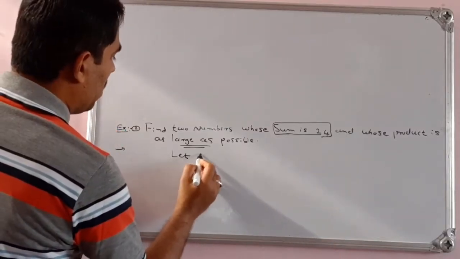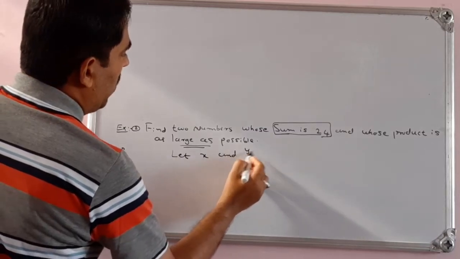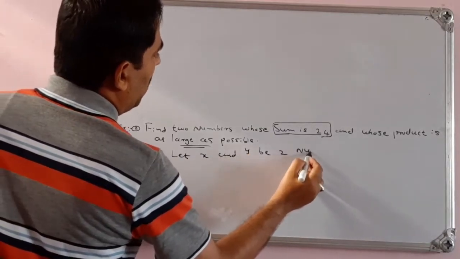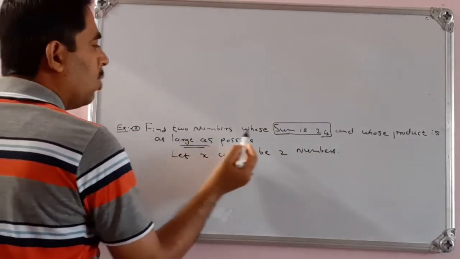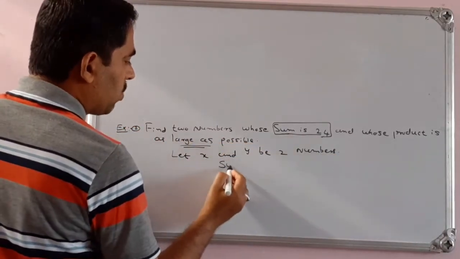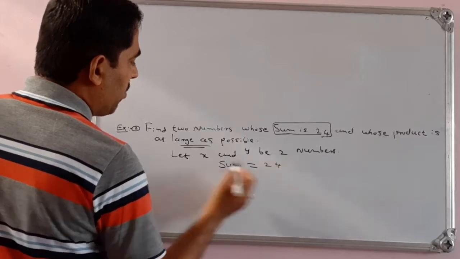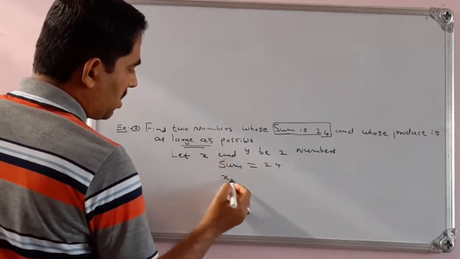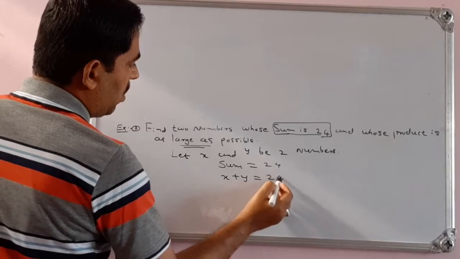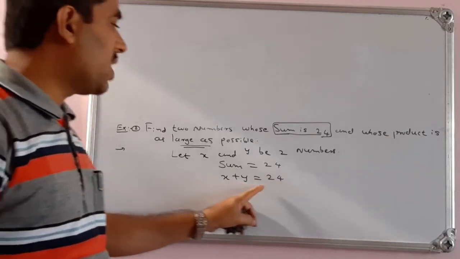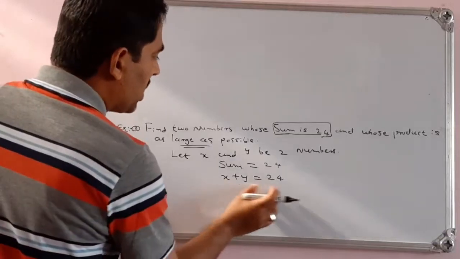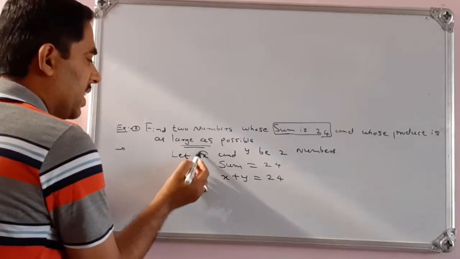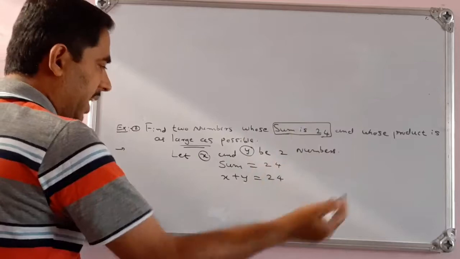So let me write here, let x and y be two numbers. According to the given problem, whose sum is 24, that is what is given here. Sum means I have to add these two numbers, that is x plus y is equal to 24. So the sum of the numbers is 24. x is my first number, y is my second number.